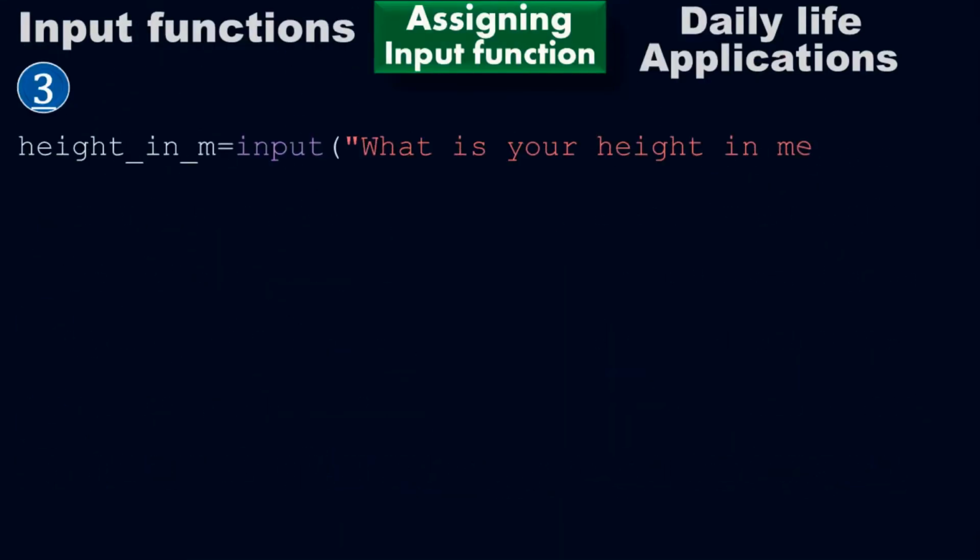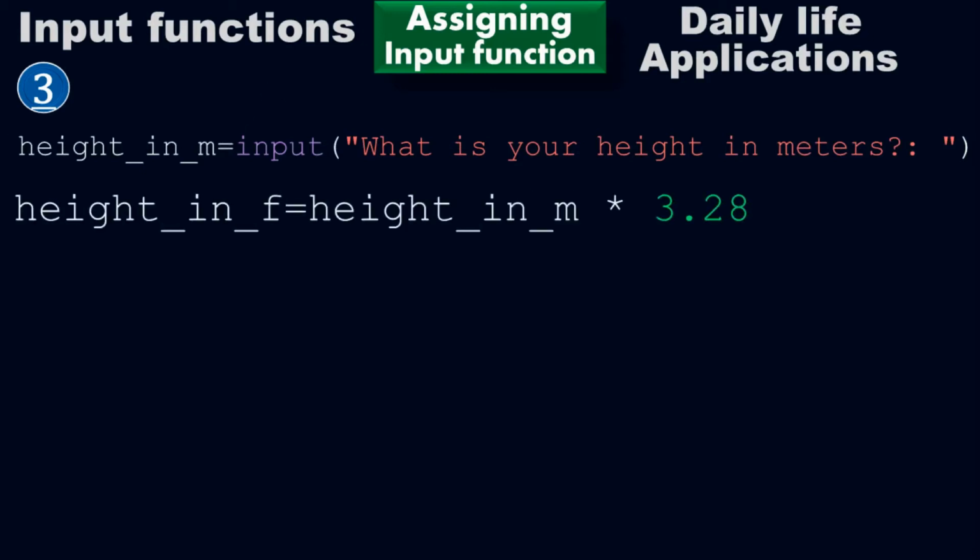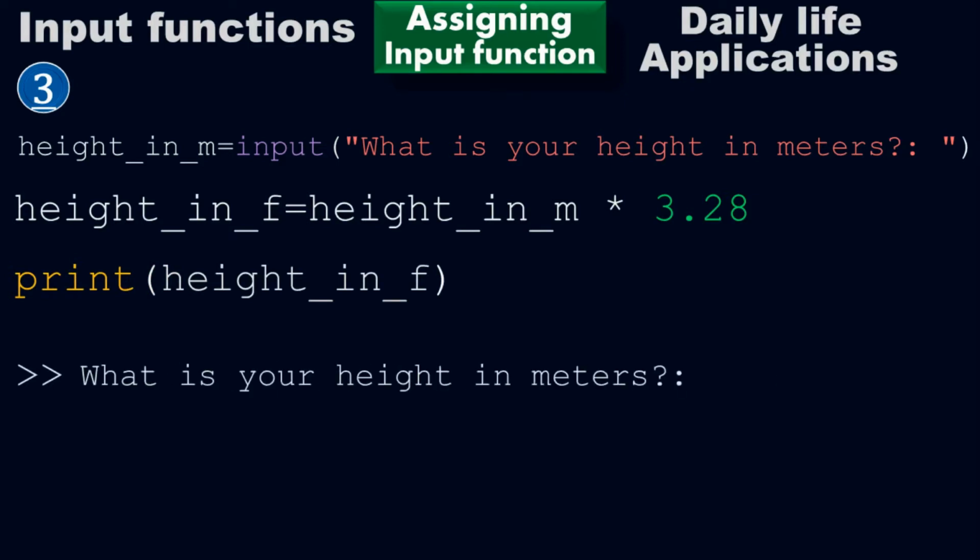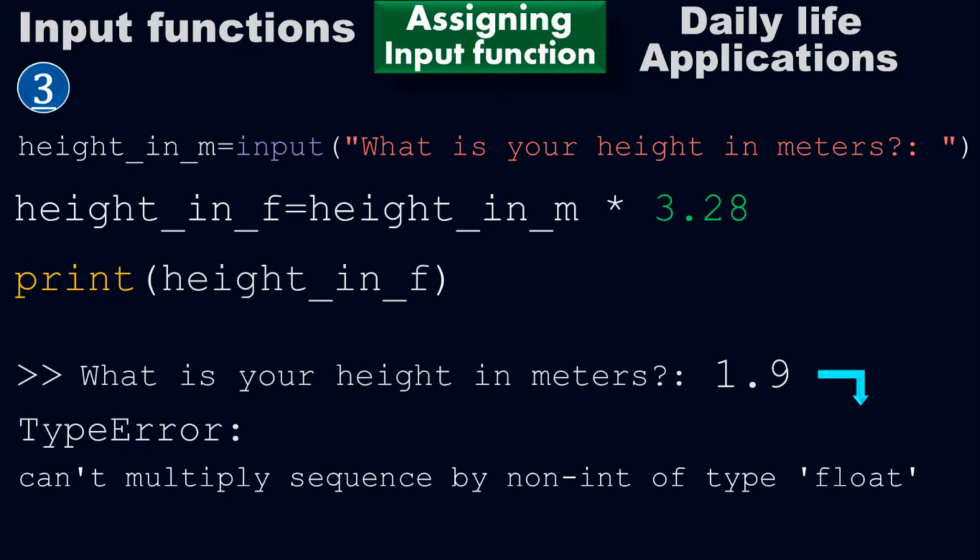height_in_meter equals input of "What is your height in meters?" with a space. height_in_feet equals height_in_meter times 3.28, and then print height_in_feet. When you run the program, at first you will get "What is your height in meters?" As you plug in the height, which is 1.9 meters, and then press enter, you will get a type error. What kind of type error? Cannot multiply sequence by non-int of type float. This is the type error.